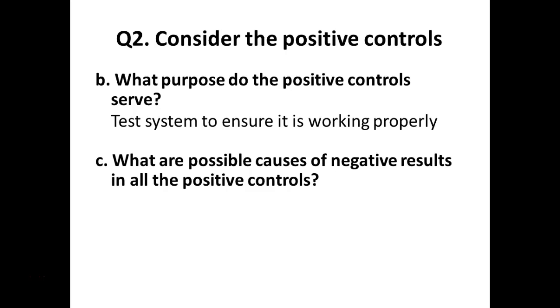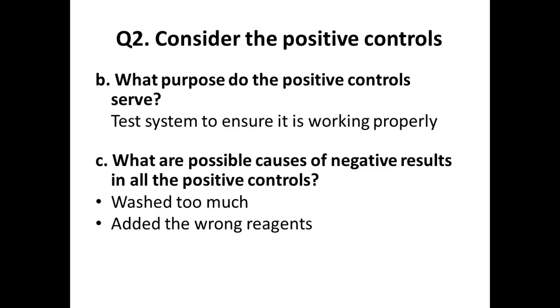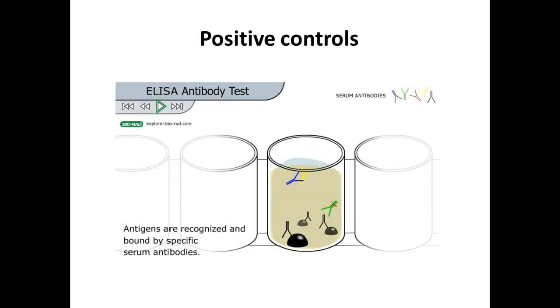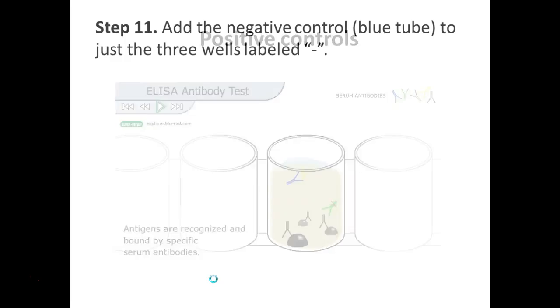If we get negative results for positive controls, yeah, we maybe washed too much, right? We maybe added the wrong reagents. Maybe the reagents are expired, which is usually what happens with the pregnancy test. There is an expiration date for those things. Make sure you look at it. So our positive controls, as you can see here from that animation, there's the antigen, the antibody's going to bind, right? The primary antibody.